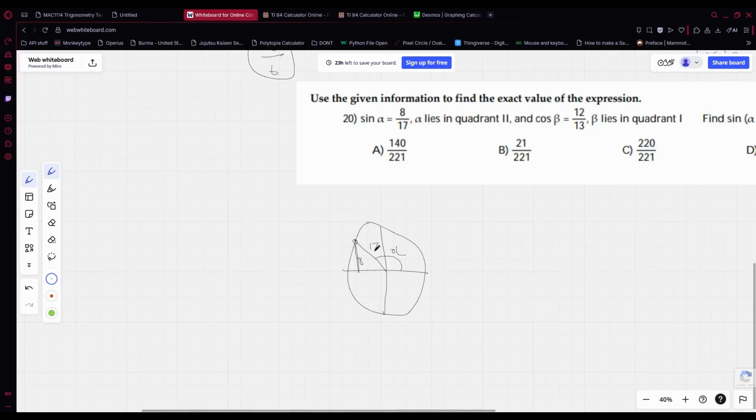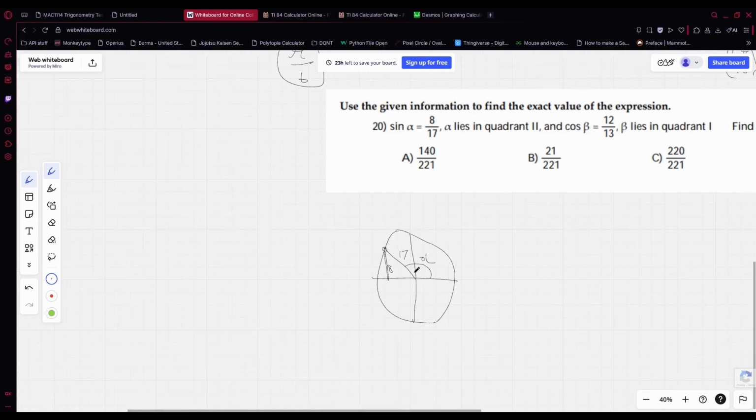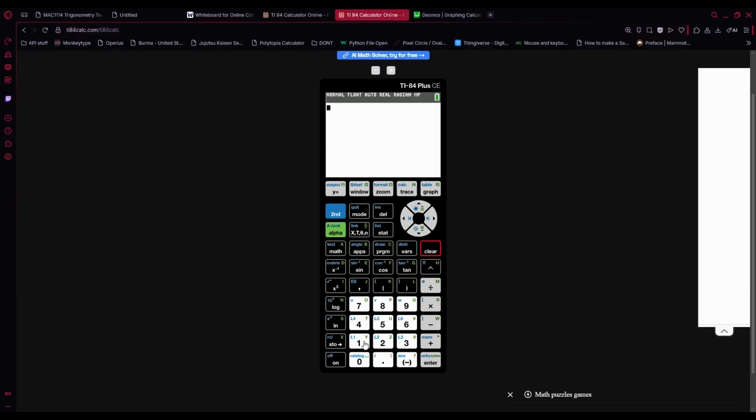And then if we do the Pythagorean theorem, just to find the other side, I'm going to use a calculator for this, 17 squared minus 8 squared. So that would be, I forget what the square root of that is. I should know this.